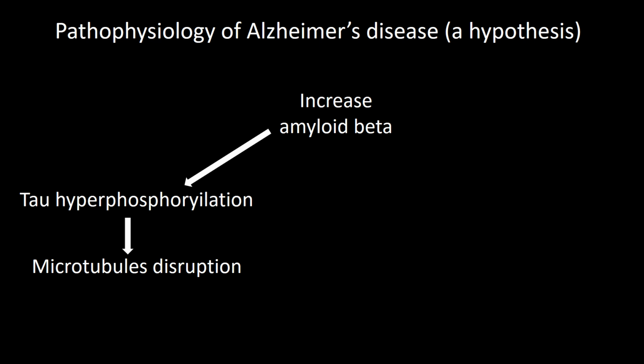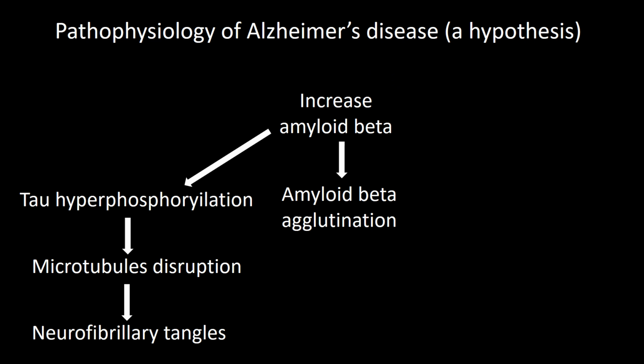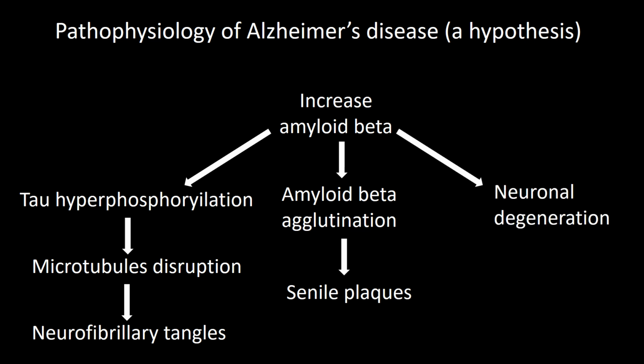As a result, microtubules lose their glue and break apart, forming neurofilament tangles and disrupting cellular transportation. In addition, amyloid beta agglutinates extracellularly, disrupting neuronal transmission and forming senile plaques, and furthermore, increased amyloid beta produces neuronal degeneration, especially in the basal nucleus of Meynert, producing cholinergic dysfunction.